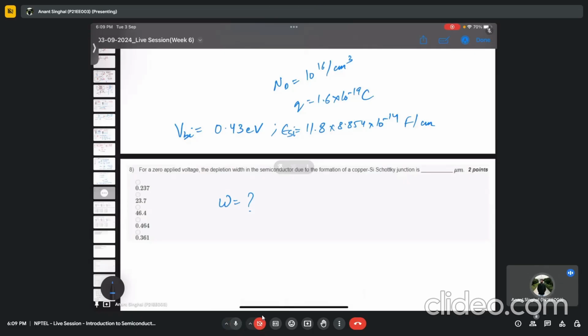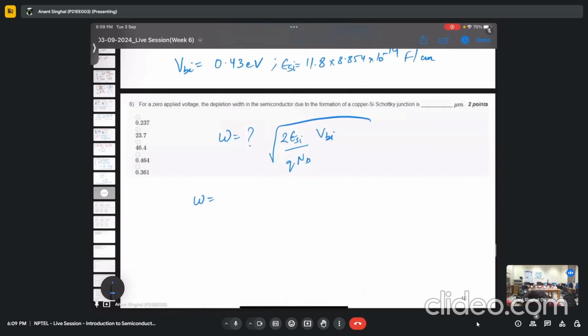Can anyone tell what formula they are using? You can open your mic and let me know. Anyone? Square root of 2 epsilon_s V_BI by q N_D. Yeah, that will be the formula.